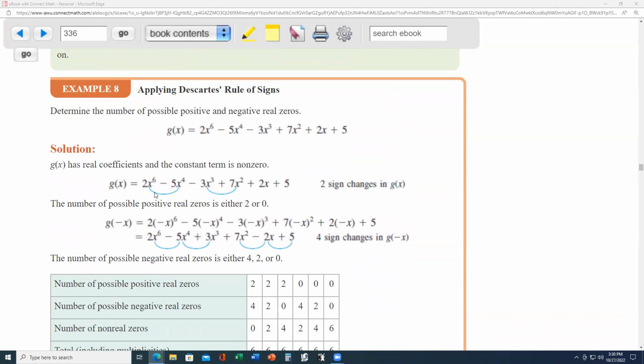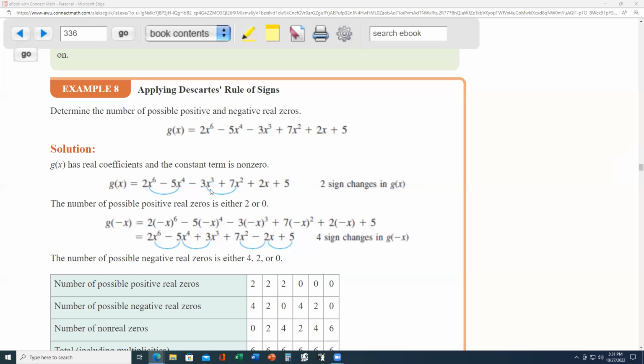So we're going to count the sign changes from term to term, left to right. A positive term to a negative term, that's 1 sign change. Negative to a negative term, no sign change. Negative to a positive term, that's a sign change. And a positive to a positive term, no sign change. Positive to a positive term, no sign change. There were 2 sign changes. Therefore, according to Descartes' rule of signs, we would expect to have either 2 real positive zeros, or 2 minus 2, or 0, or no positive real zeros.